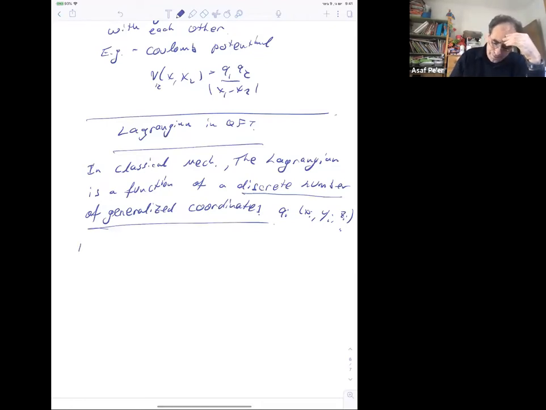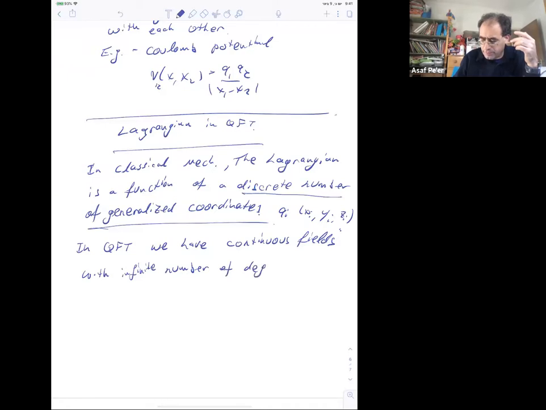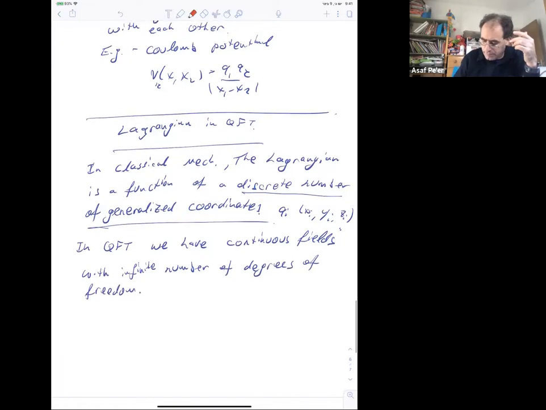Now in QFT, we have continuous fields, and all of them have an infinite number of degrees of freedom, because we have at least one degree of freedom, the value of the field, in each location. And this is what replaces the generalized coordinates.